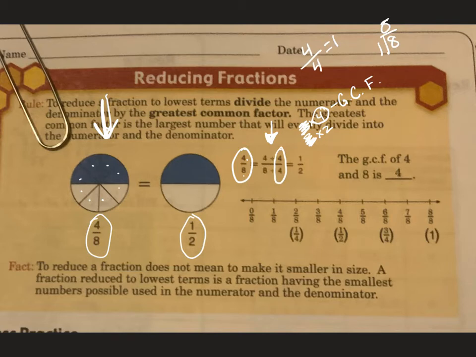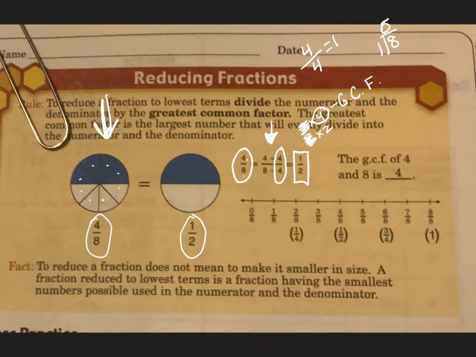So now that we know our greatest common factor and we're going to divide, we write it out. 4 divided by 4 is 1. 8 divided by 4 is 2. So our reduced and simplified fraction is 1/2.